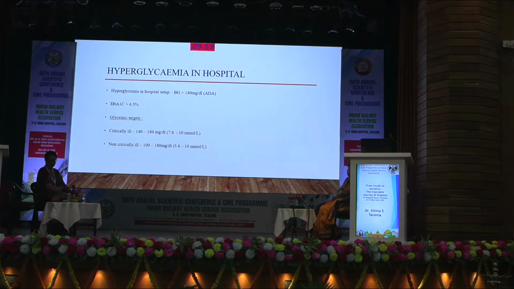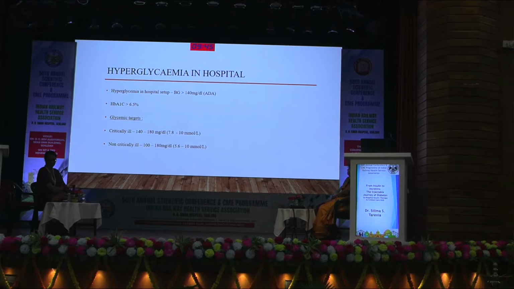I have been entrusted to speak on in-hospital insulin therapy in critical care unit. So whenever we are talking about hyperglycemia in an in-hospital setting, what is the definition? Usually, as per the American Diabetes Association, we consider a blood glucose greater than 140 to be the definition of hyperglycemia in a hospital setup.